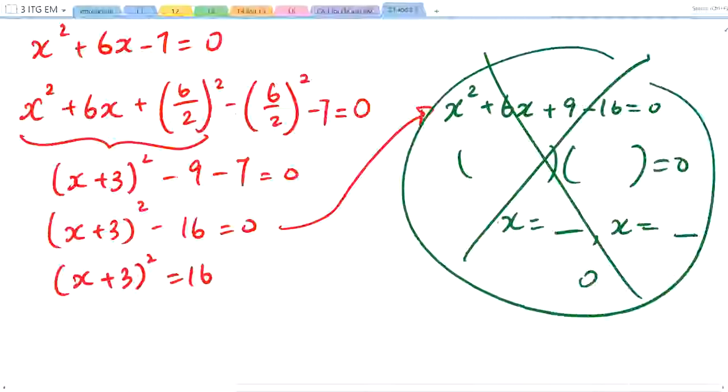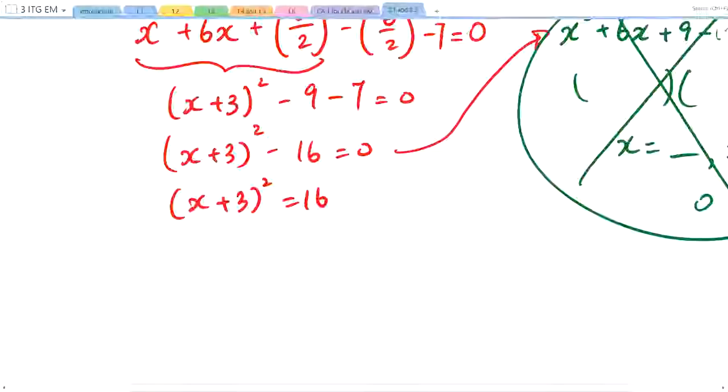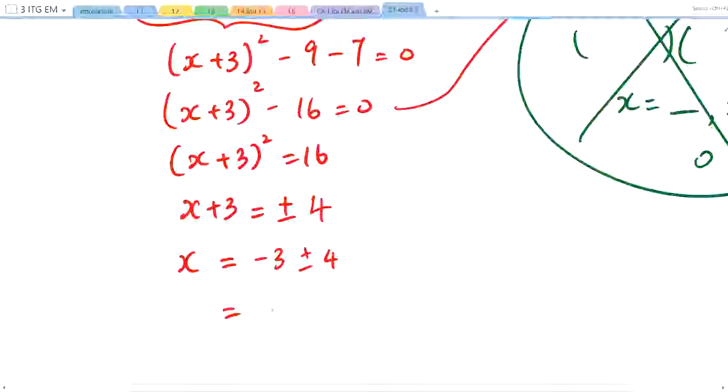So you've completed the square already. Add 16 to both sides. Take the square root of both sides. So x plus 3 equals to? Plus minus. Yes, there are two answers. And what is the value? 4. So x must therefore be negative 3 plus minus 4, which is negative 7 or 1. You see? Understand how this is done now?